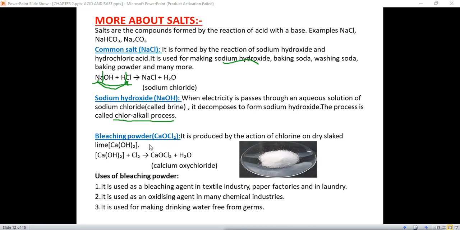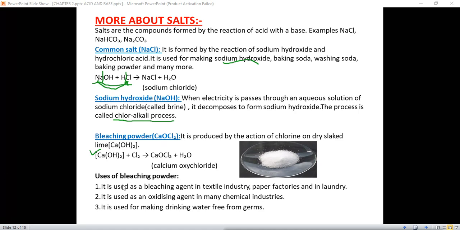Now we'll see how it is formed. It is produced by the action of chlorine on dry slaked lime. When chlorine reacts with dry slaked lime, that is calcium hydroxide, what will we get? Calcium oxychloride, bleaching powder, plus H2O. You should remember this reaction. Calcium hydroxide will react with chlorine to give calcium oxychloride plus H2O.